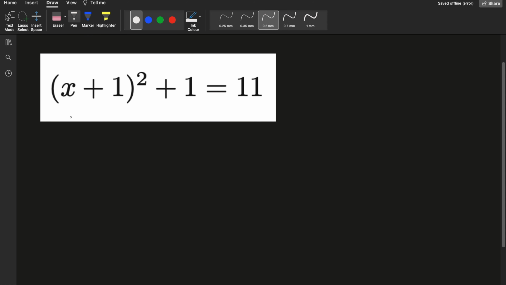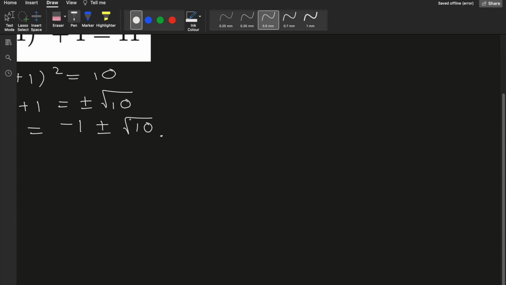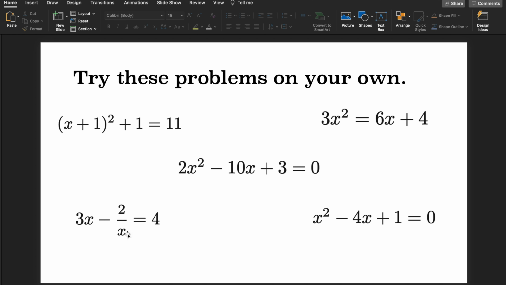So the first one, what you'll have to do is, most of the work is already done for you. All you'll have to do is transpose it this side and just take the plus or minus square root of the answer. So this implies that (x plus 1) whole squared equals 10, implies x plus 1 equals plus or minus square root of 10, implies x equals minus 1 plus or minus square root of 10. So that is how you solve these type of equations. And then let's do the next one. The next one I was planning was this one.